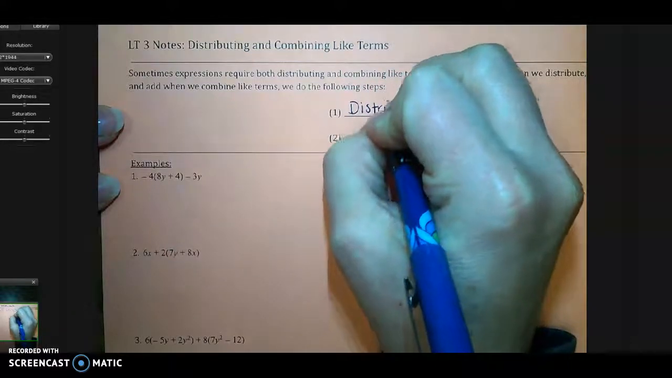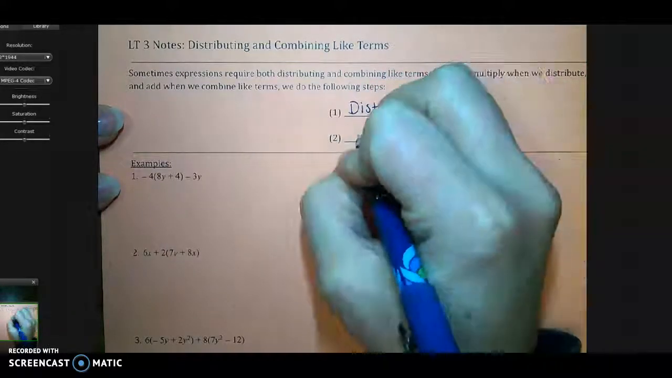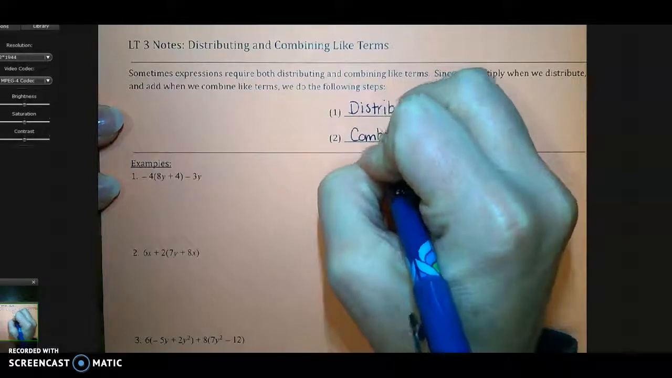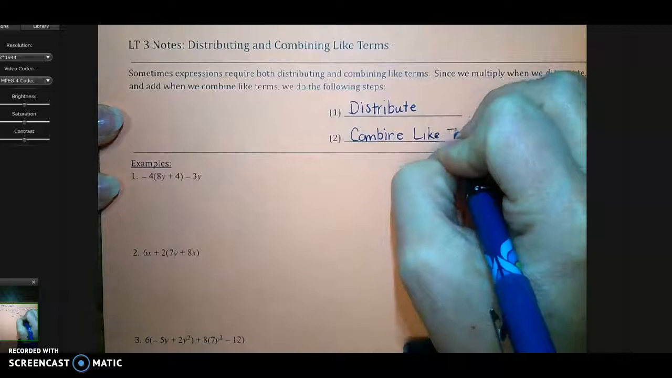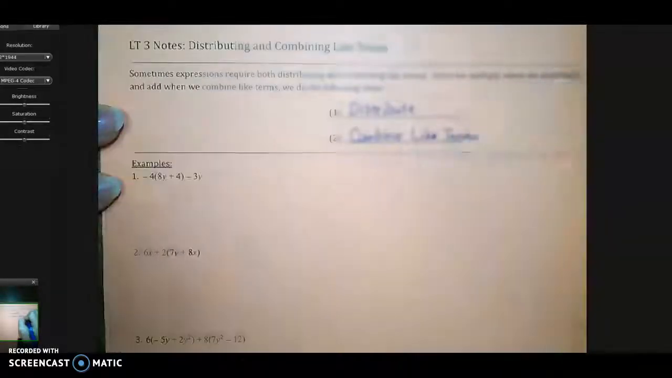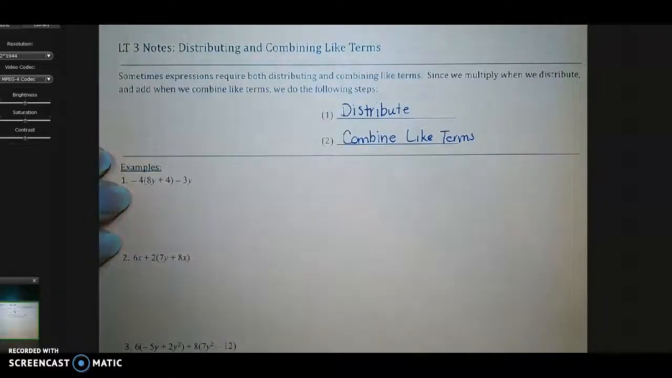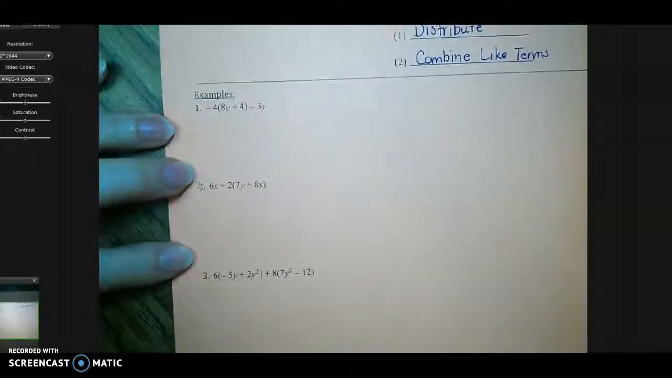First, we distribute, and then we combine like terms. All right, so what does that look like? Let's take a look at that.